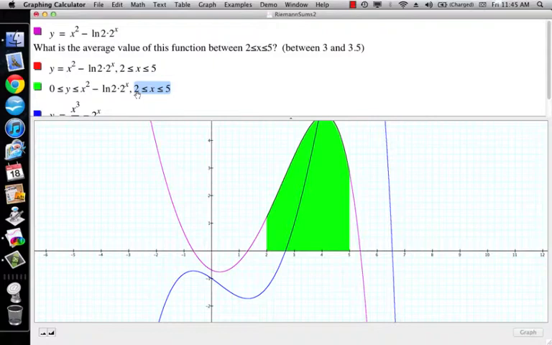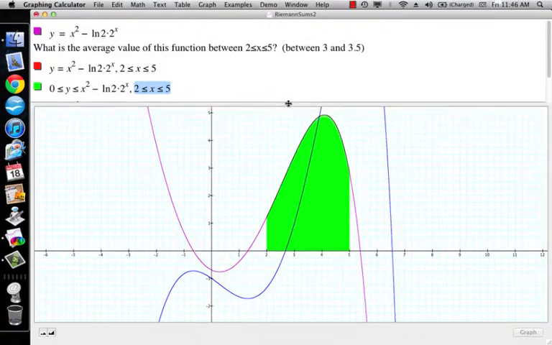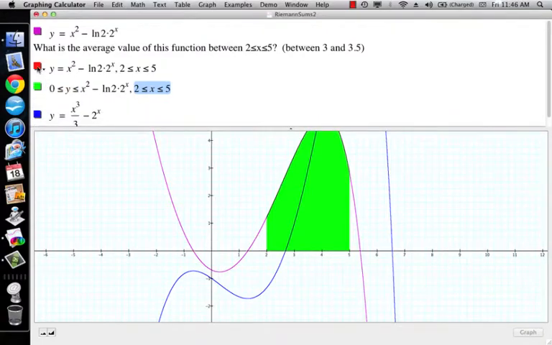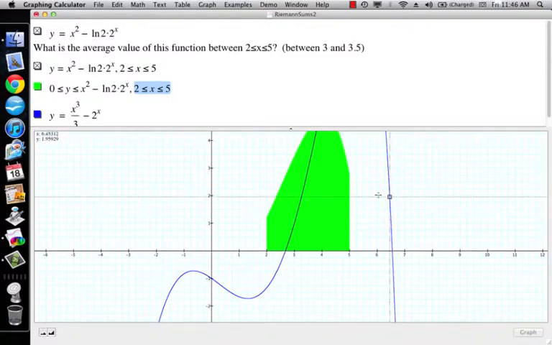How in the world does the blue line match up with the green shaded part? That's the question for this video: how does the blue line match up with the green shaded part? And what I'm going to do is take the blue and find its value at 5. Its value at 5 is 9 and 2/3.